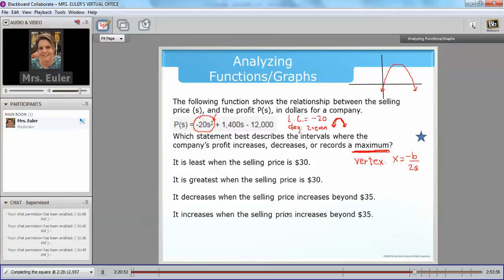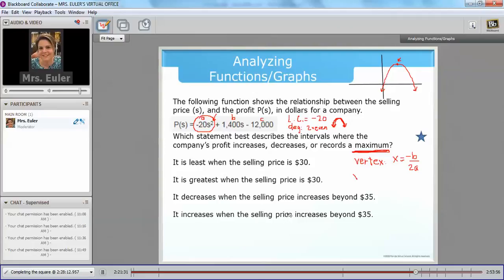And so I need to find the vertex. The vertex is up here, and this should make sense to us for what the question is asking. It wants us to know where the maximum is. So this is the point at which there's a maximum. It's at the vertex. So now I'm going to use the information in my problem and plug into my vertex formula. The b in this case, remember, is the number in front of the linear term. So my b is going to be 1400. The a is going to be negative 20. And the c, which I don't really need right now, is negative 12,000.